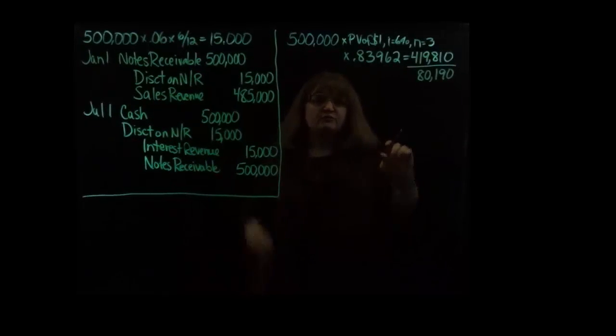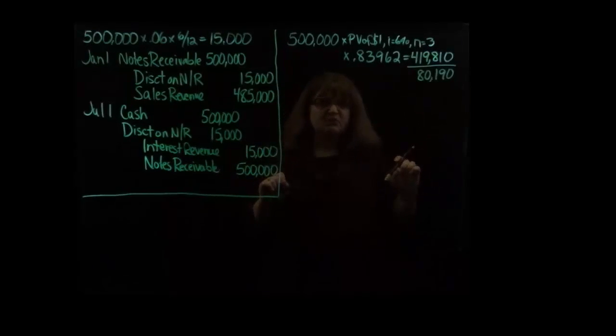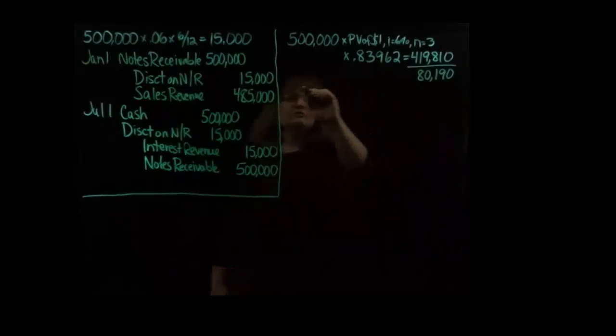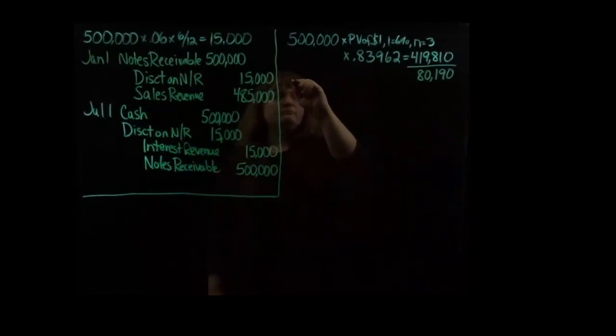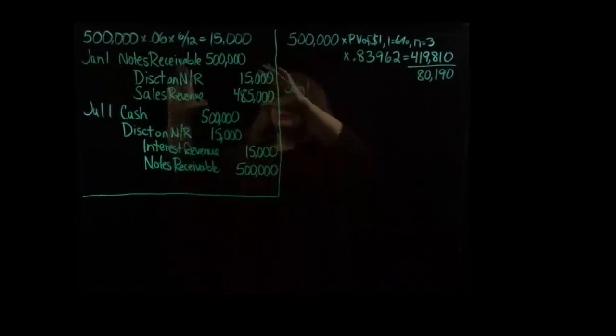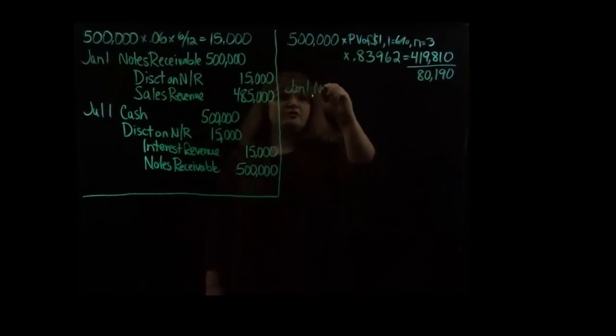Over the life of this note, we're going to be recognizing that 80,190 as interest revenue, but we won't do it all at once. We'll do it over the course of time to reflect that time value of money. When we initially receive the note on January 1st, we will make a similar entry to what we made over here, but using the new discount amount.